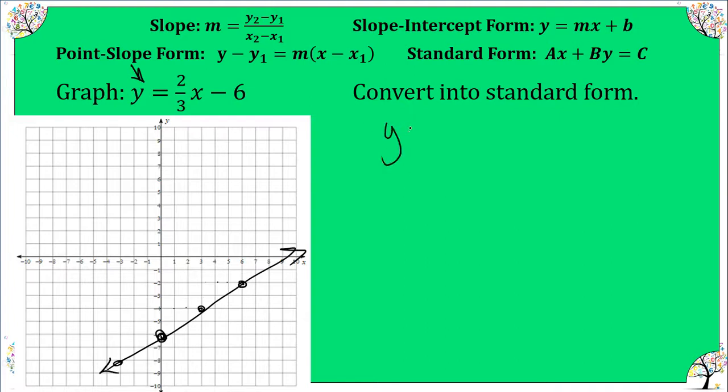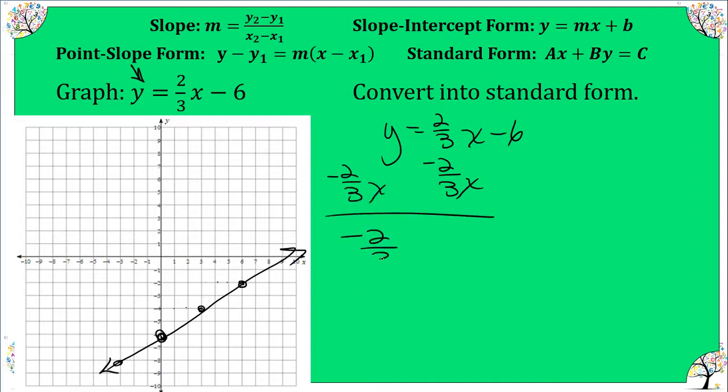Now let's convert it to standard. We're going to subtract 2 over 3x. 2 over 3x, that gives me negative 2 over 3x plus y equals negative 6.